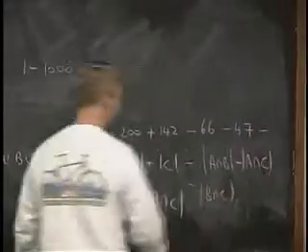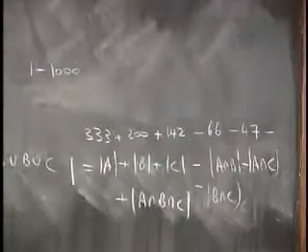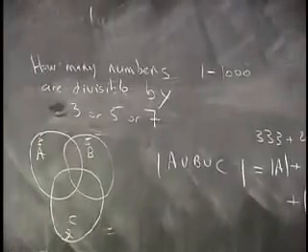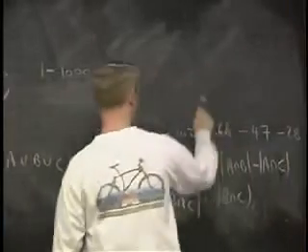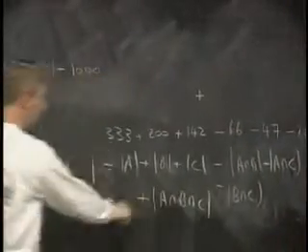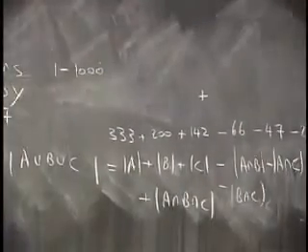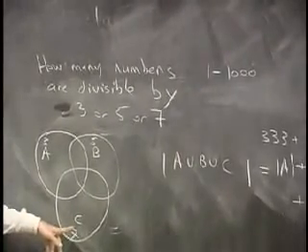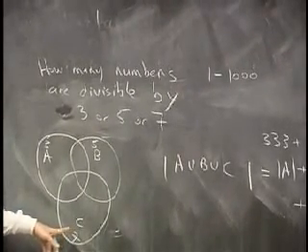And we have to subtract off another, 5 times 7 is 35. 1,000 divided by 35 is 28. And we've got to add on, how many numbers are divisible by all 3? That means by 105. 1,000 over 105, there's 9.